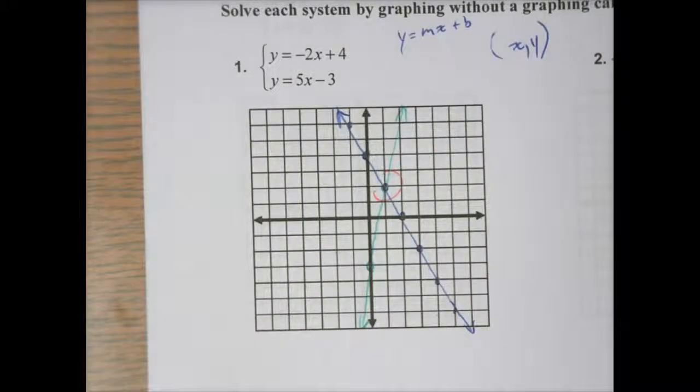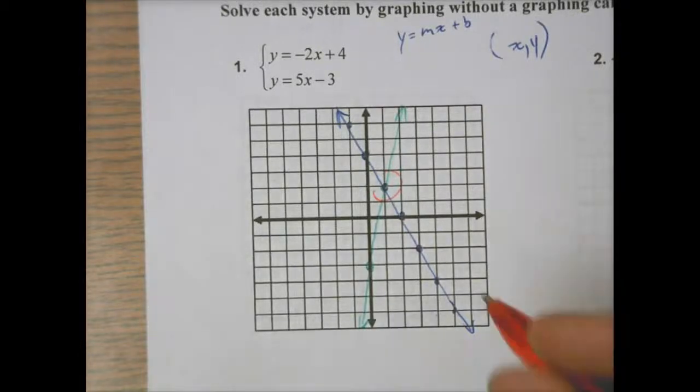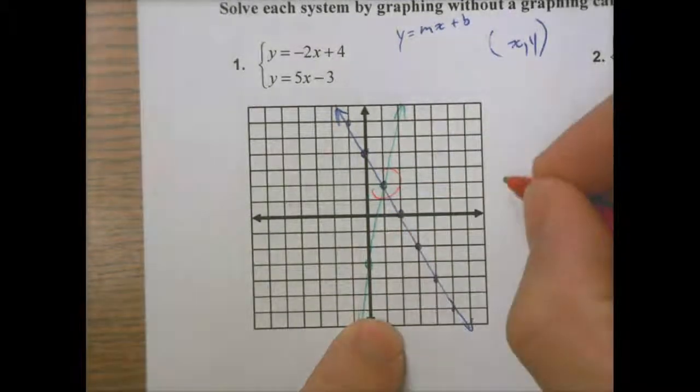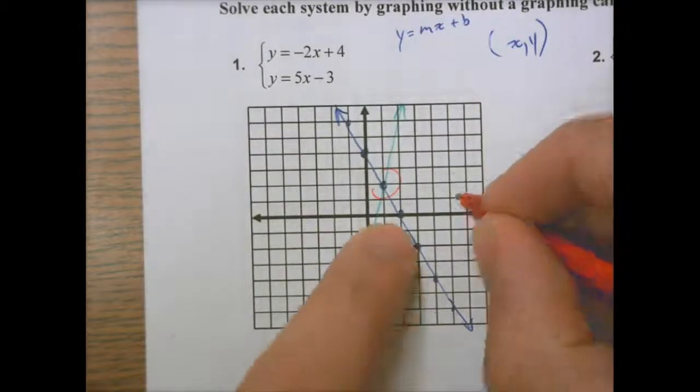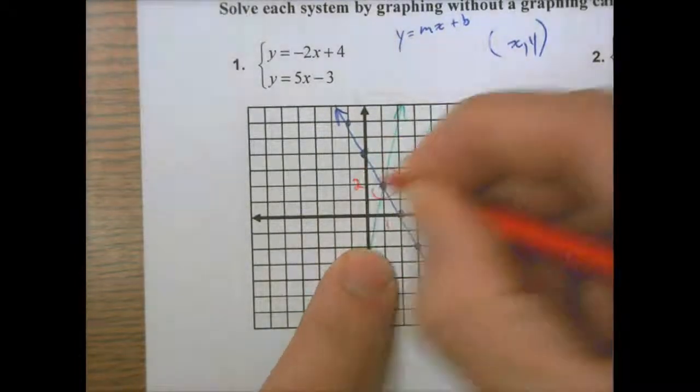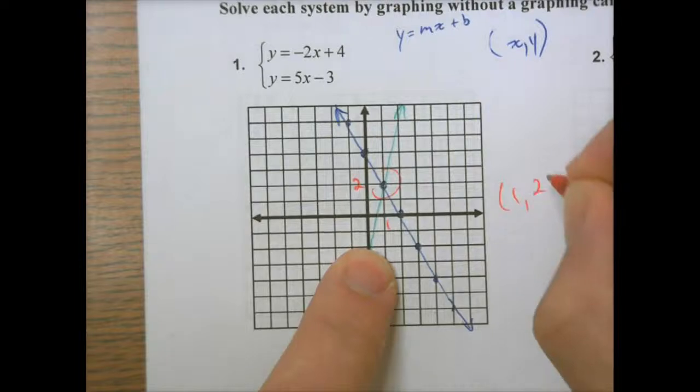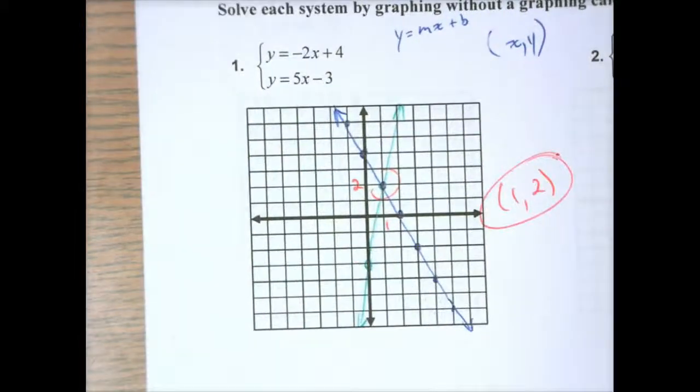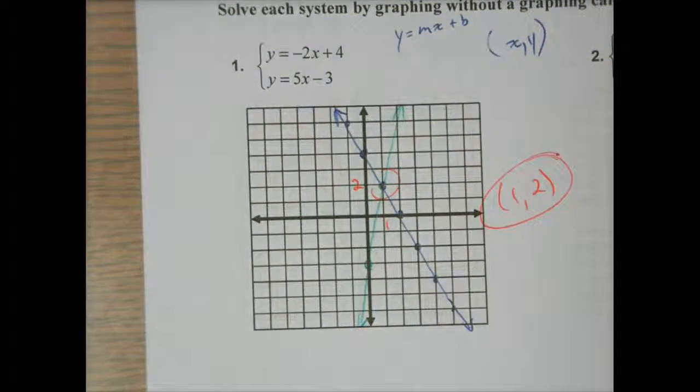So that point where they are both equal to each other, both of those lines have the same solution, is our solution to this system. So I just have my x value is 1, my y value is 2, so I have the point 1, 2, that is my solution for that problem. That's all we're going to be doing.